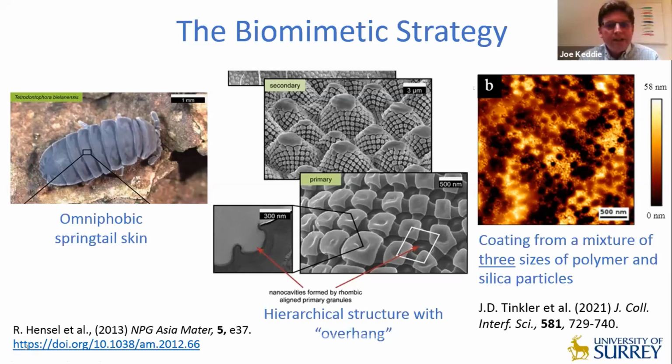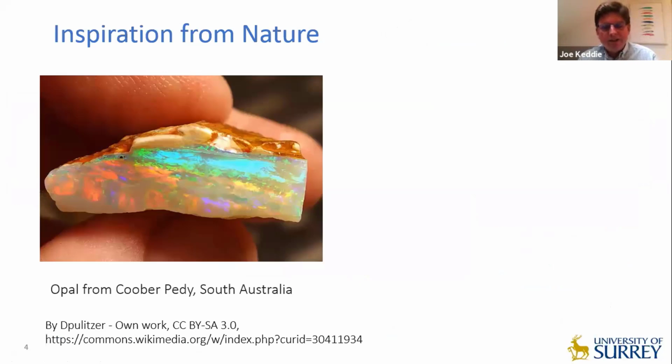So you never know, biomimetic strategies can help you discover other interesting properties. A third example is from a recent project. If you look at the structure of opal, first of all, at the macro scale, you see opalescence, a variety of colors in natural opal.